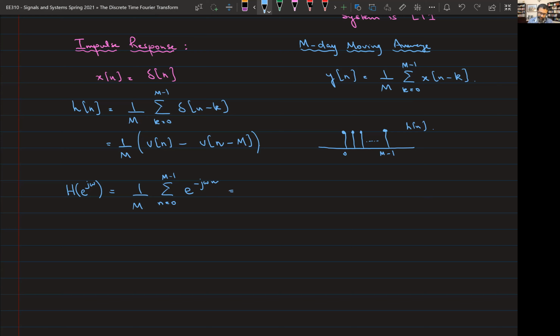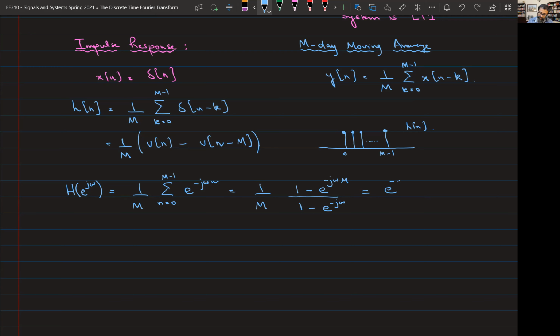What is this equal to? I just apply the finite sum formula that we're familiar with. This is equal to 1 minus e raised to power minus j omega times capital M, divided by 1 minus e raised to power minus j omega. Can I simplify this further? Yes, I can. We've run a similar example before, and I play a trick, where, sorry, this is minus.